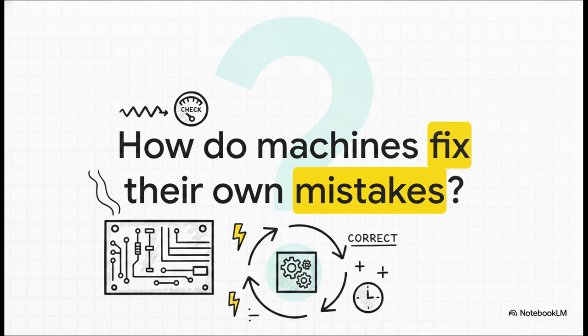So let's just start by asking the most fundamental question here. How exactly do modern electrical systems measure their own performance and continuously correct themselves in real time? Seriously, think about it for a second. Machines don't just run blindly anymore, right? They actually know how to fix their own mistakes on the fly.